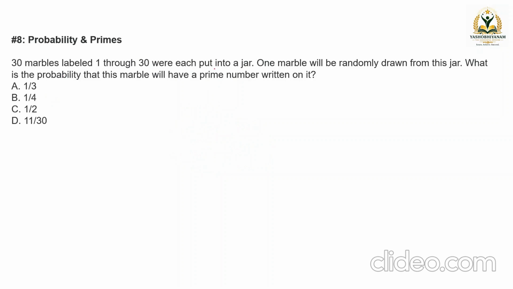Next one is probability and primes. 30 marbles labeled 1 through 30 were each put into a jar. One marble will be drawn randomly from the jar. What is the probability that this marble will have a prime number written on it? So 1 through 30, what are the prime numbers? 1 is neither prime nor composite. Unfortunately, you might have to list all the prime numbers. Not more than 30 numbers will be tested here.